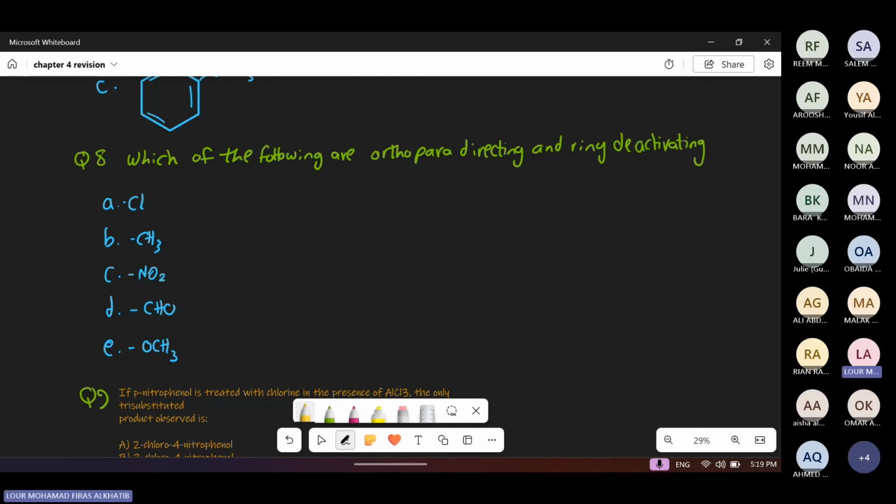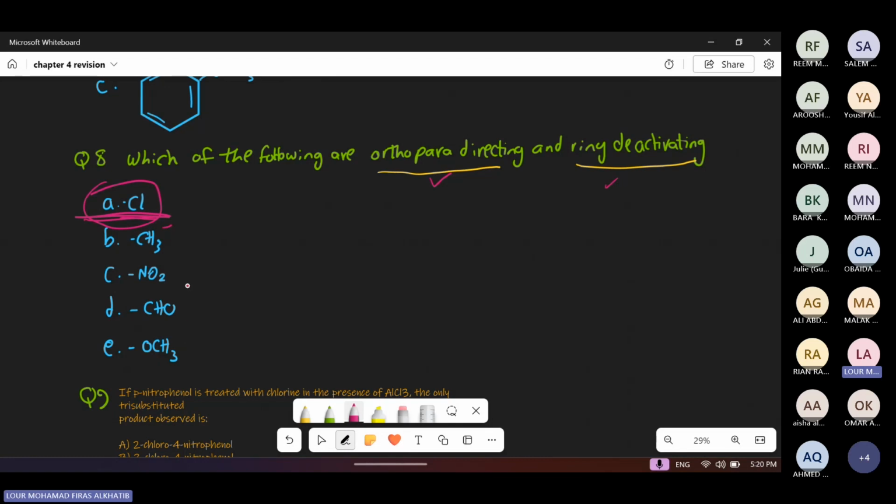Okay, which of the following are ortho para directing and ring deactivating? A. Right. Is it only chlorine? No, it's all of the halogens. Exactly. Again, I can't stress this enough. Whenever you see an exception, you focus on it. Whenever there is an exception, that's something they would ask in exams. Because halogens are an exception to the rule, being ortho para directing and ring deactivating, they're very likely to ask a question about it. So we know that to be true.